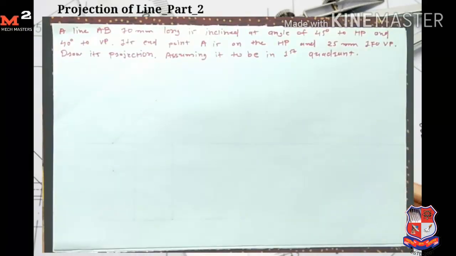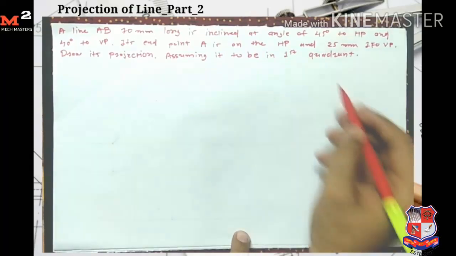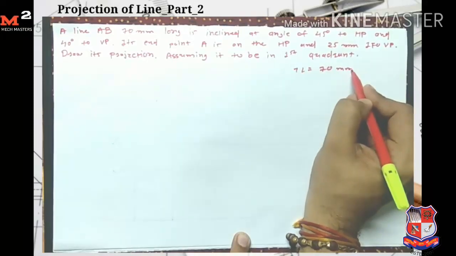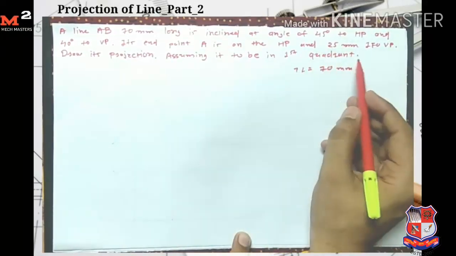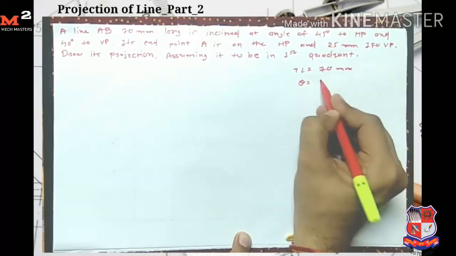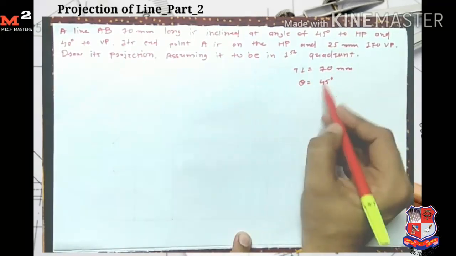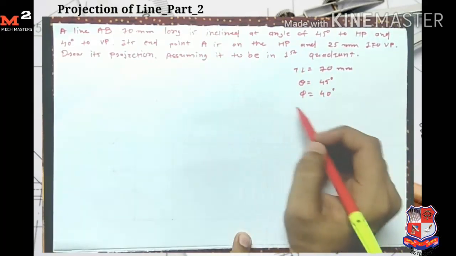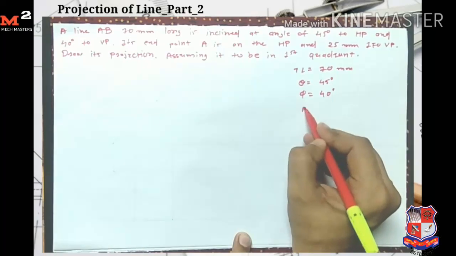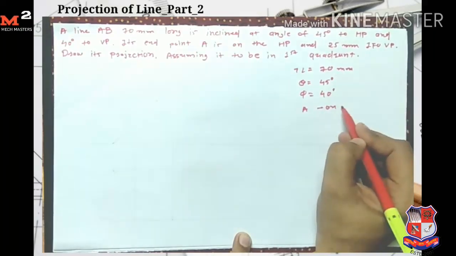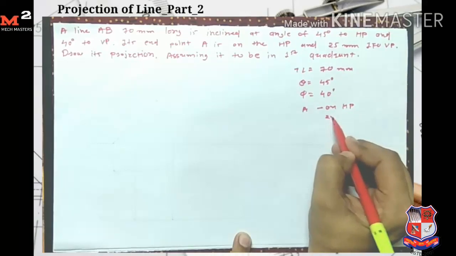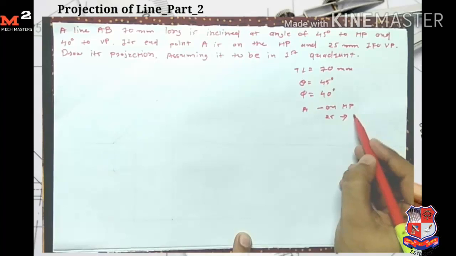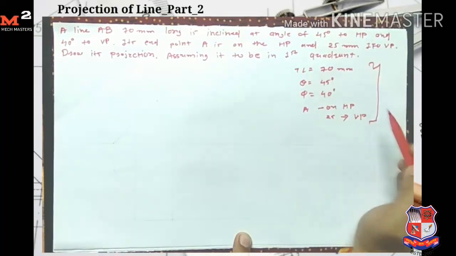A line AB 70 mm long, so the true length of the line is equal to 70 mm, is inclined at an angle of 45 to the HP, so theta is equal to 45 degree, and 40 degree to the VP, so phi is equal to 40 degree. Its end point A is on HP and 25 mm in front of VP. So here we have the phi data.